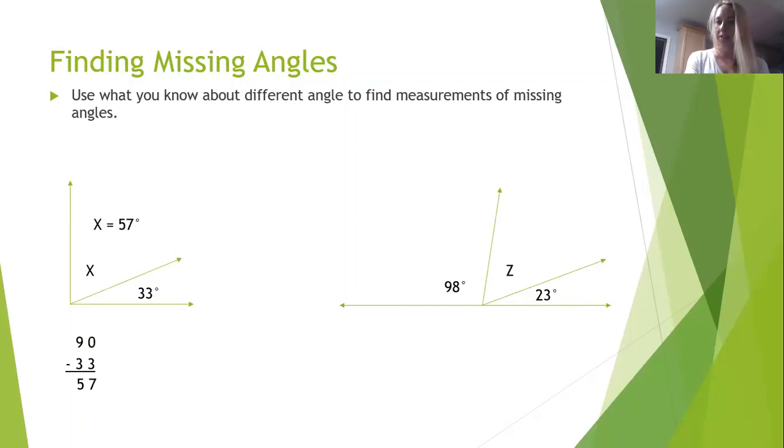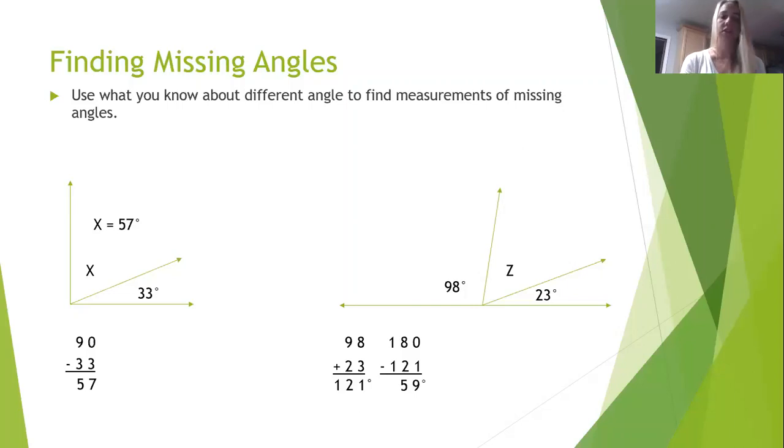So there are two ways for you to solve this. The first way, I'm going to add 98 degrees plus 23 degrees to find out how many degrees I have altogether so far, and that is 121. Now we know that the total measurement of a straight angle is 180 degrees, so now I'm going to take what we have and I'm going to subtract it from 180 degrees, and that will give me the measurement of angle Z, which is going to be 59 degrees.